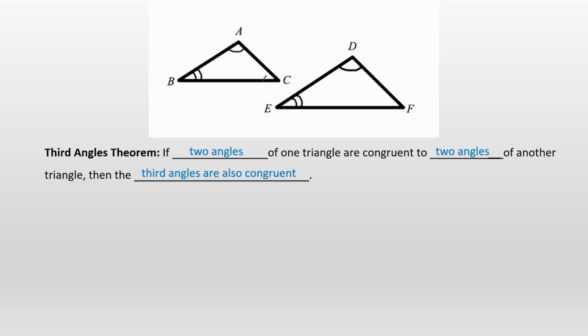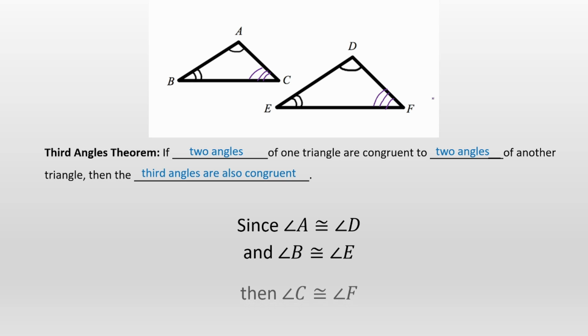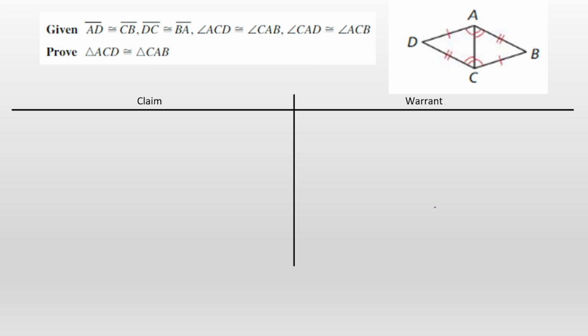So I can then say that in this case, these must also be congruent. And the reason for that is because they have to add up to that 180. So if I know that A and D are congruent, and that B and E are congruent for those angles in this particular figure, then the conclusion would be that angle C is congruent to angle F, which I have marked in purple above.